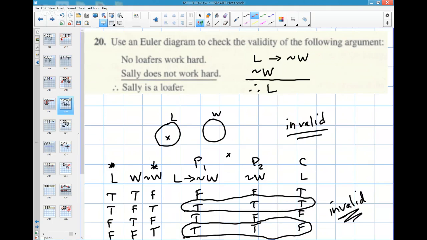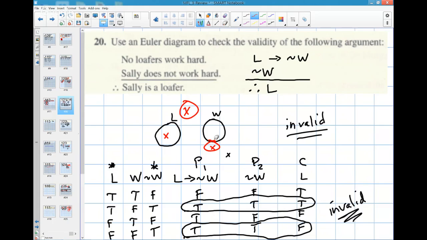So I'm going to erase that X. If Sally doesn't work hard, then where is she? Well, Sally could be here. She could be here. She might be there. She can be anything outside of the work circle. So now, what do you think about the conclusion? Is she guaranteed to be an L, to be a loafer? No, she could be one of these two also. So that's why I wrote invalid. Because she's outside the W circle does not mean she's definitely in the L circle.